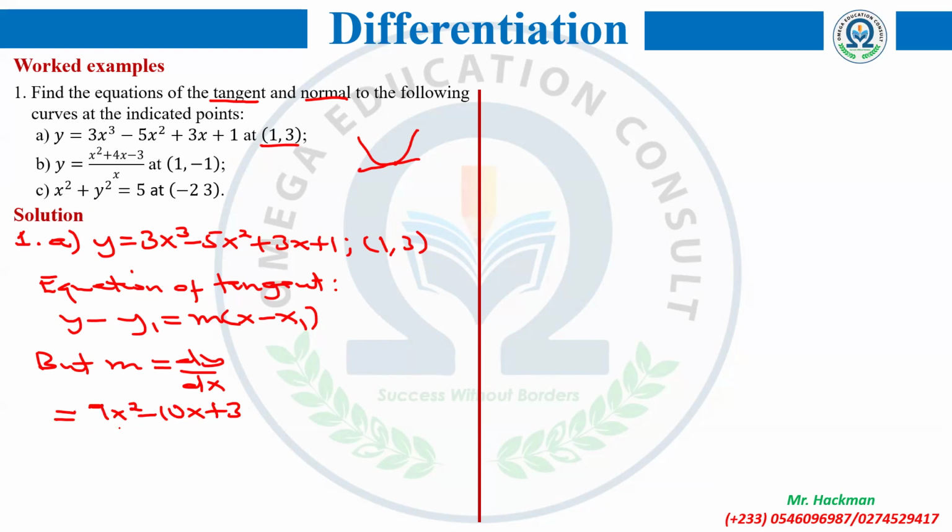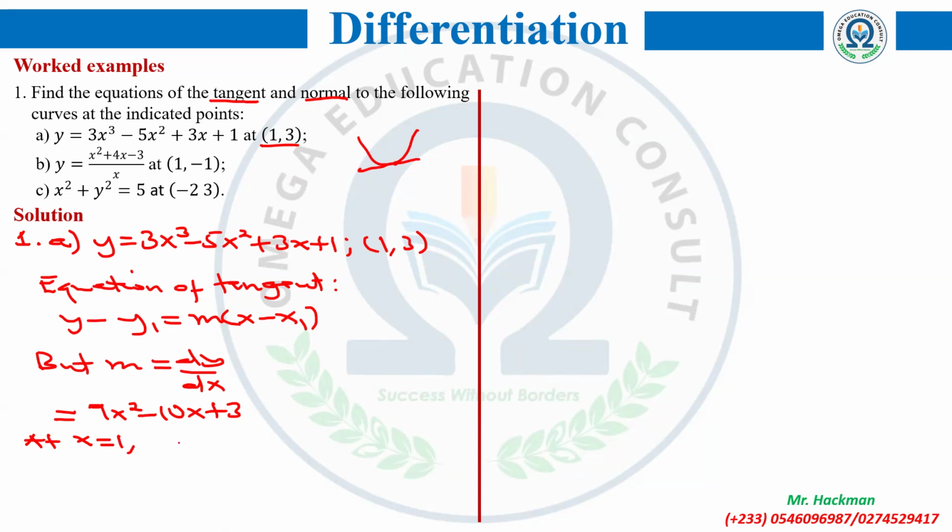It is general because it depends on x. Are you with me? If you want to find that particular gradient, then you substitute the x coordinate of that point into this. So I will write: at the point (1, 3), x is equal to 1. Is that clear?